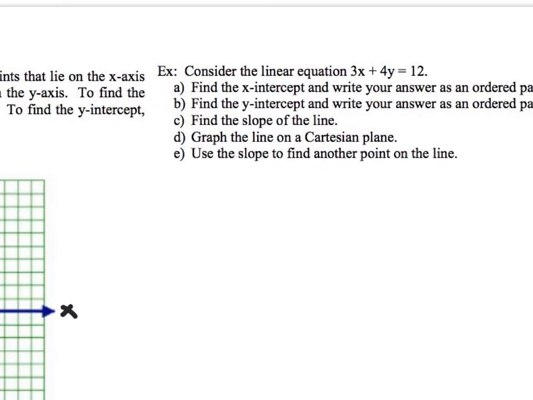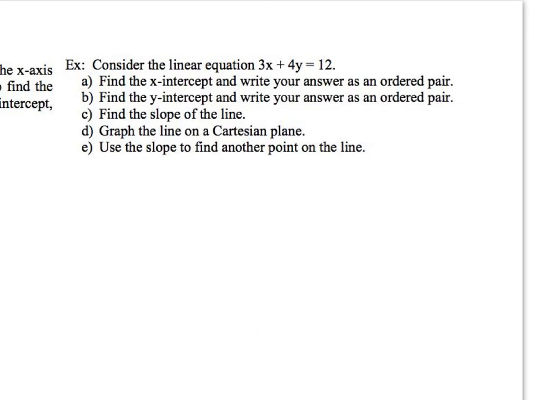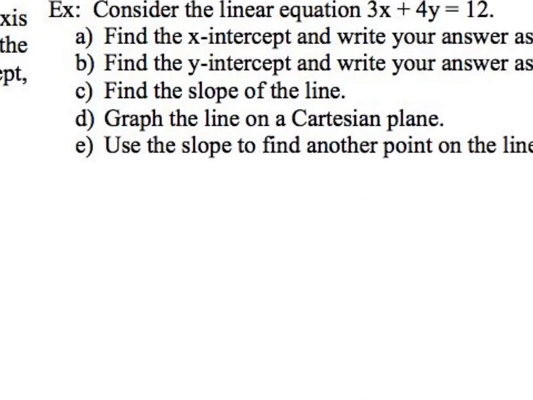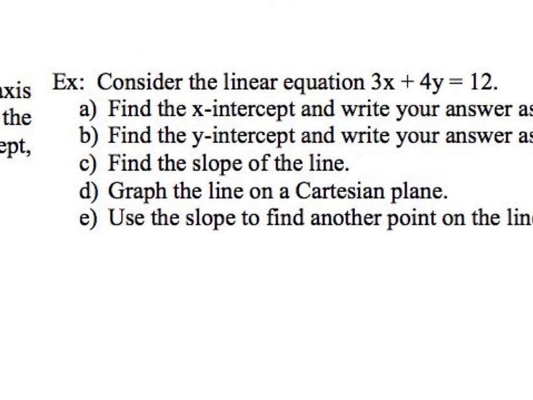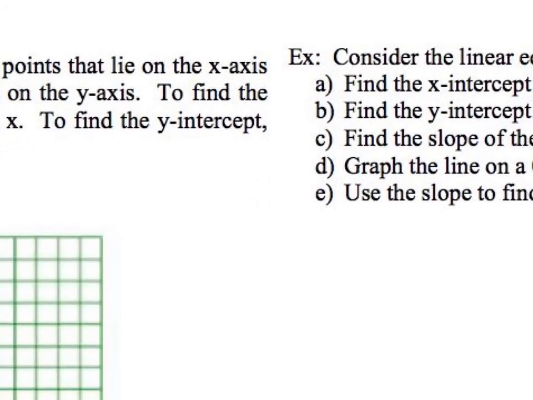For this example, I have the linear equation 3x plus 4y is equal to 12. I'm going to find the x-intercept, find the y-intercept, and then find the slope, and then I'll graph it, and then I'll use that slope to find another point on the line. So we'll do all of these things for this one problem. So let's go ahead and find my x-intercept.